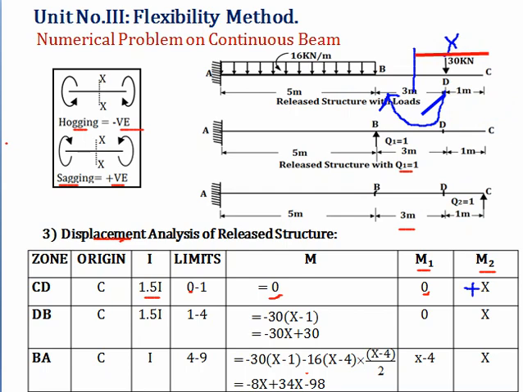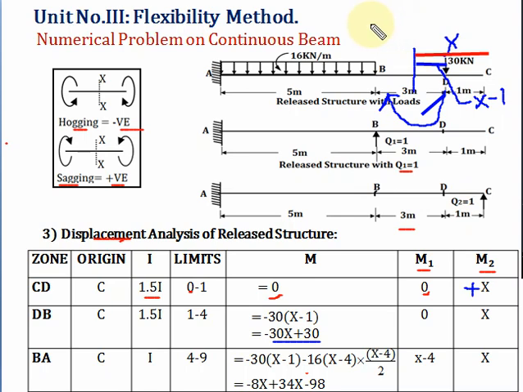Here you have to find out this distance. The total distance is x, so this distance will be x minus 1. So the bending moment will be minus 30, because the nature of bending moment is hogging, into the distance x minus 1. If you solve this, we get minus 30x plus 30.